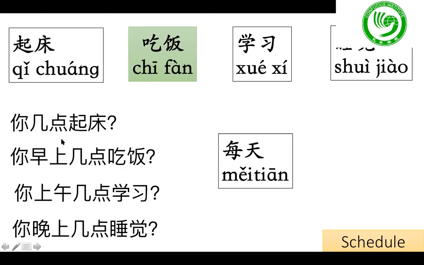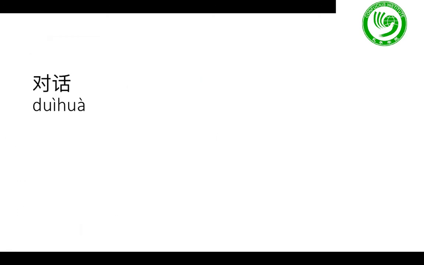Then what do you say? I can ask you this. 你每天几点起床? What time do you get up every day? How to answer me? 我每天6点起床. Then let us try to ask and answer the rest of these 3. Ready? 你每天早上几点吃饭? 你每天上午几点学习? 你每天晚上几点睡觉? 很好. This is talking about your schedule.